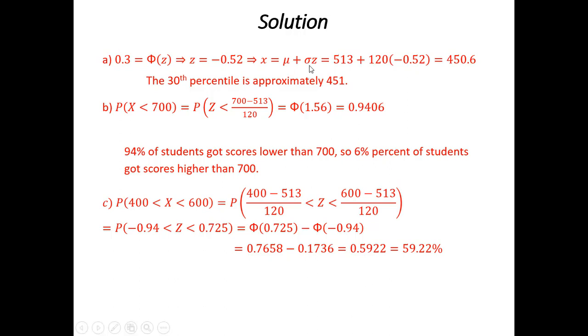All right, so if we use this equation now and substitute in everything we know, and remember we're looking for x, so I get 513, that's my mean or mu, plus 120, the standard deviation, times the z that we looked up. Work this out, we get 450.6. So we could round off, and then we could conclude by saying the 30th percentile is approximately 451.